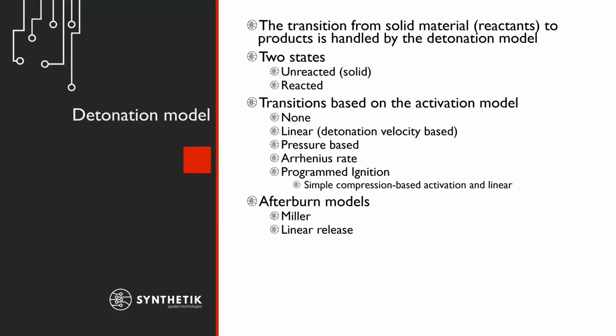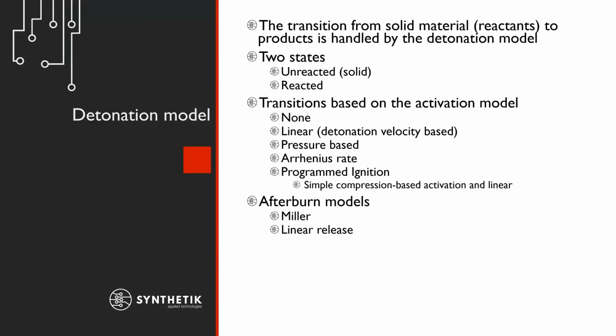Okay, so the detonation model. It basically handles that transition from solid materials to gaseous products. So we have those two states, the unreacted solid and the reacted product gases. And then the transition rates are determined by the model. So right now we have none, which basically means when you start the simulation, all of the energy is immediately released in all of the cells containing some energetic material.